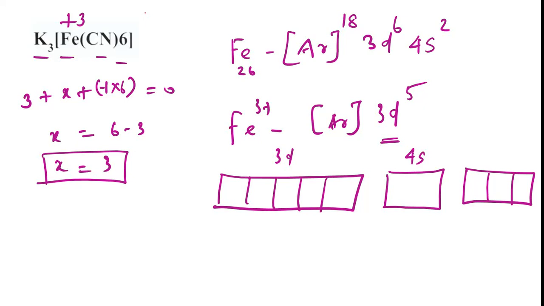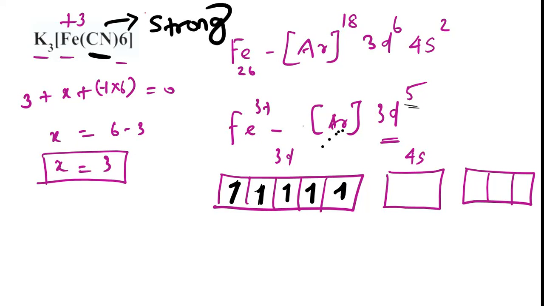Right. Now let us fill the electrons. So how many electrons are there? Totally 5 electrons are there. Let me fill like this. 1, 2, 3, 4, 5 electrons. Here what is the ligand present here? CN. CN is what type of ligand? This is a strong ligand. CN is a strong ligand.